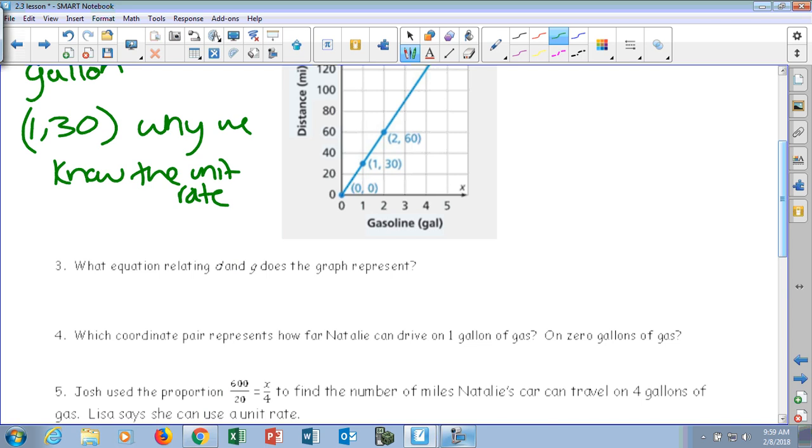Three, what equation relating D and G goes with the graph represented? Well, D is our distance. What equation could we come up with, Becky, to find our distance? Now that we know our unit rate, which happens to be the same as our constant, what equation can we come up with to compare our distance and our gallons?